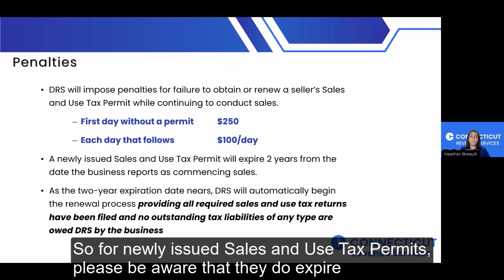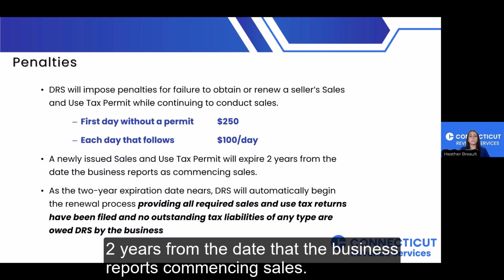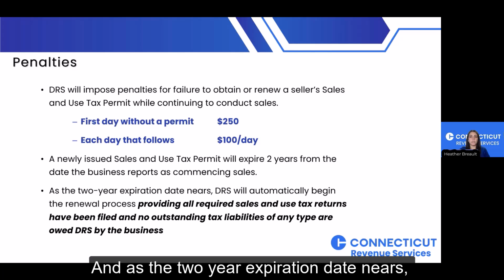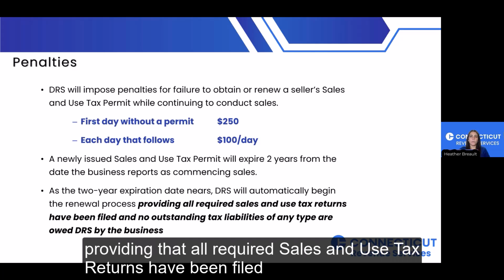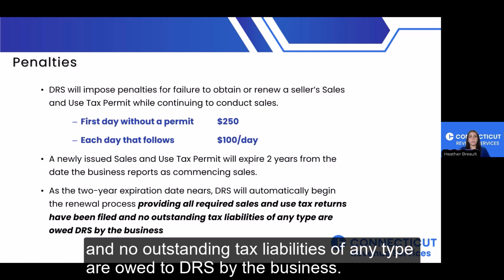So for newly issued sales and use tax permits, please be aware that they expire 2 years from the date that the business reports commencing sales. And as the 2-year expiration date nears, DRS will automatically begin the renewal process, provided that all required sales and use tax returns have been filed and no outstanding tax liabilities of any type are owed to DRS by the business.